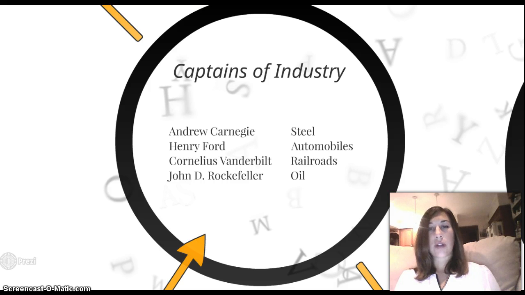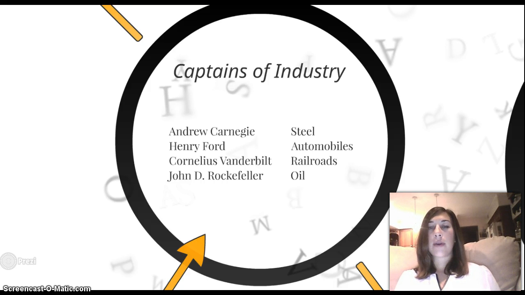So first we have Andrew Carnegie and the steel industry. His company name is Carnegie Steel. His company is based out of Pittsburgh, Pennsylvania. And a couple weeks ago you had some lessons on raw materials and finished products and how he uses the railroad to transport his products.